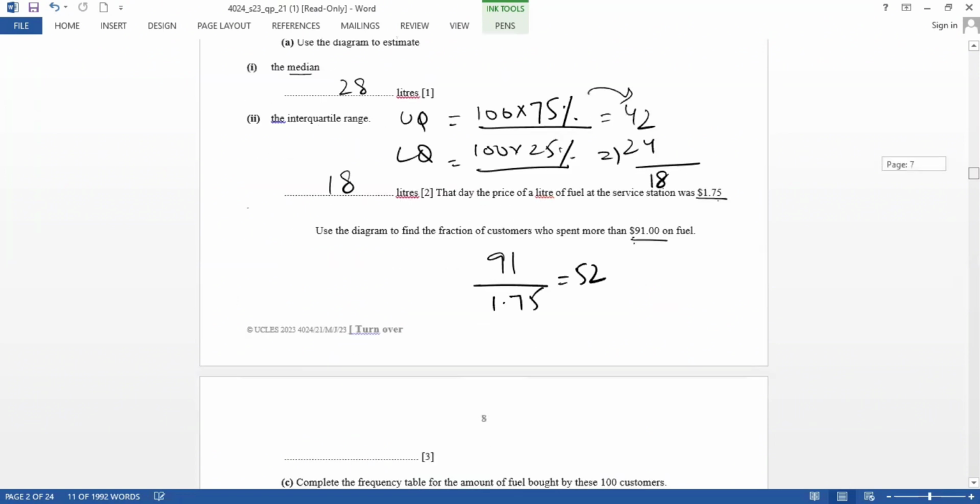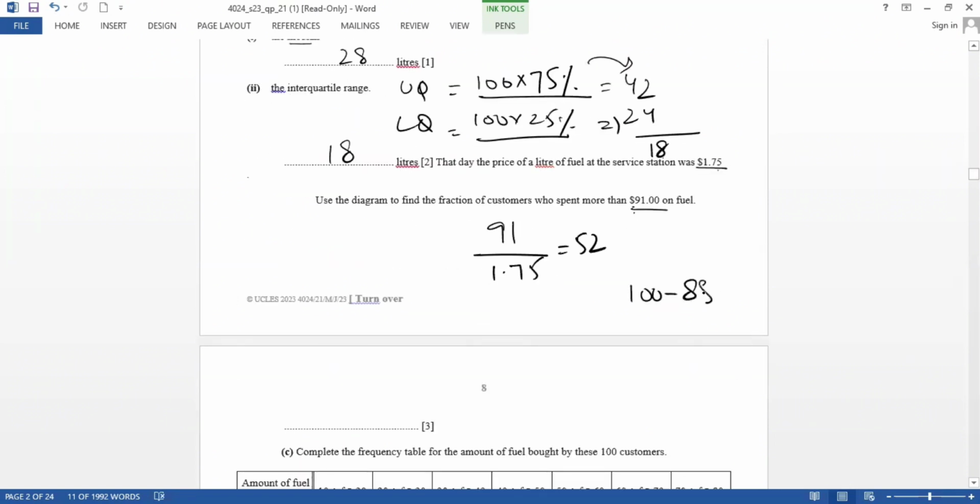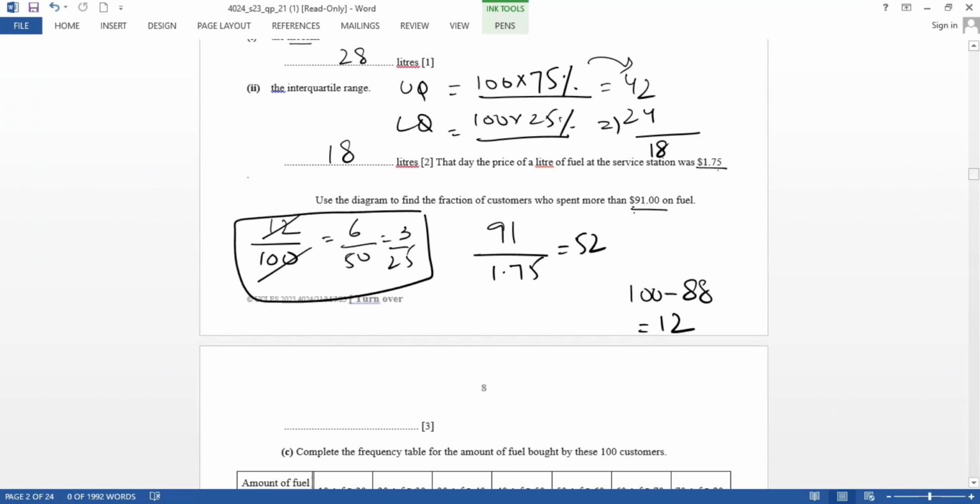So the customers who bought 52 and more are 100 minus 88. That means 12 customers have bought more than 91 of fuel. So we have to find the fraction. That is 12 divided by 100, which we reduce to 6 over 50 and 3 over 25. So the answer is 3 by 25 or 12 over 100. That is your choice. Then we have the C part.